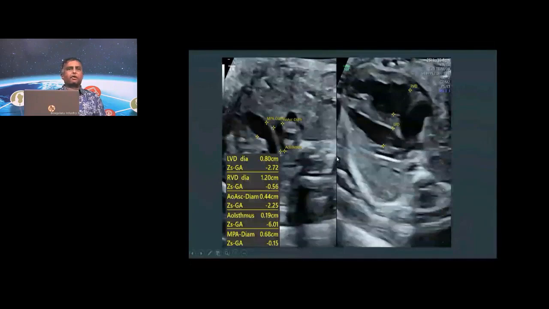So when you have a disproportion, you've got to actually objectify the disproportion. You fall back on Z scores, and this shows you the end diastolic diameters of the left and the right ventricle, the diameters of the pulmonary artery, the aorta, the isthmus of the aorta, and so on and so forth. And with this, the cardiologist can really prognosticate and take this couple across with the appropriate counseling.